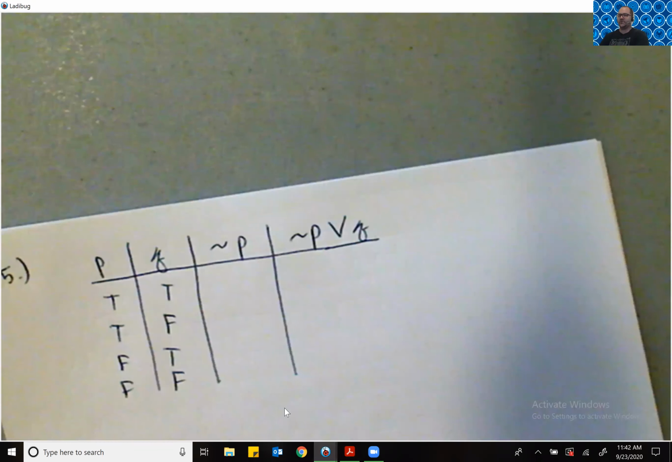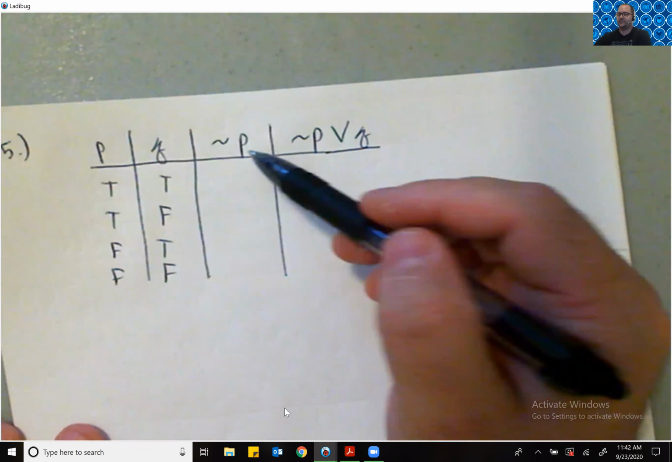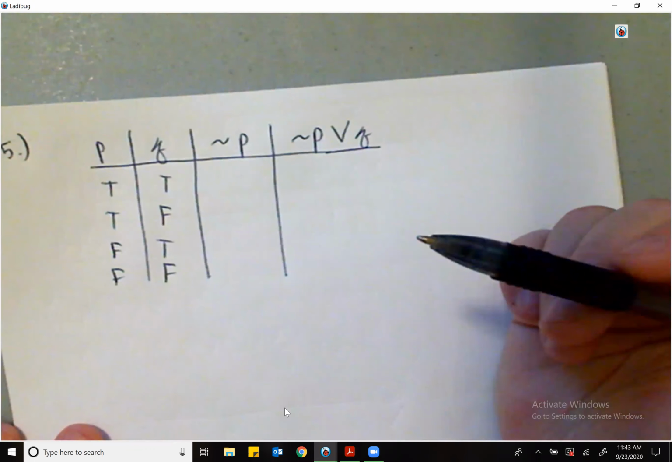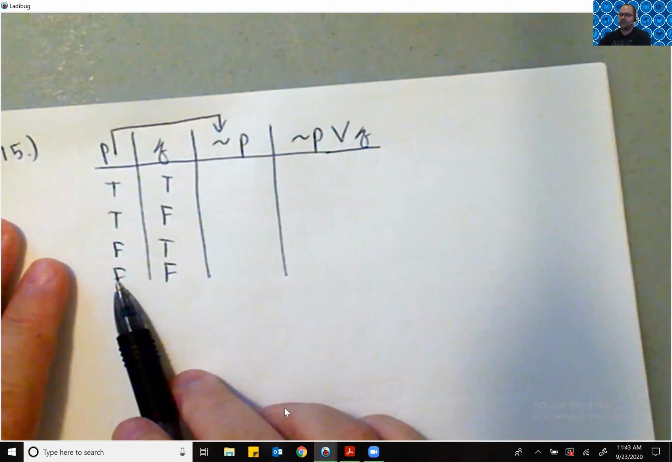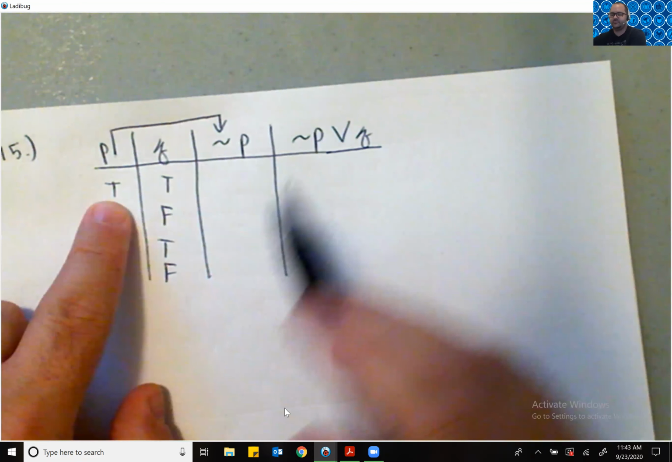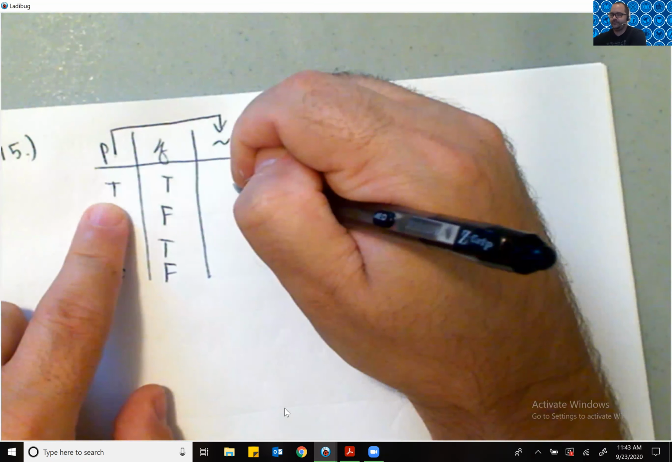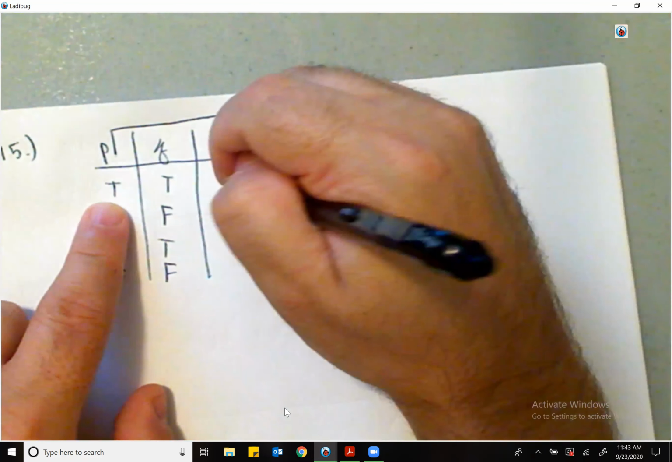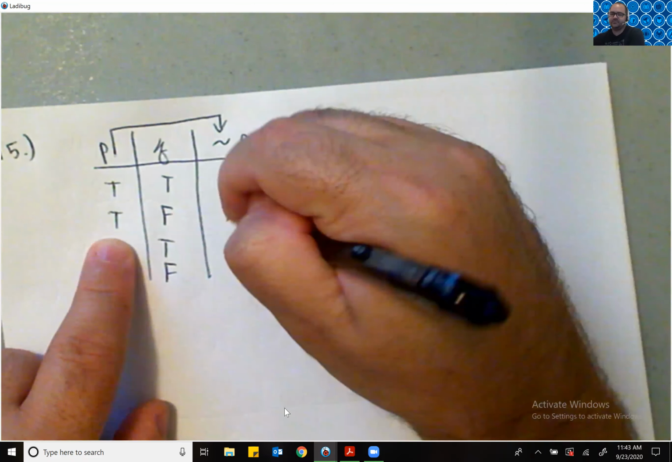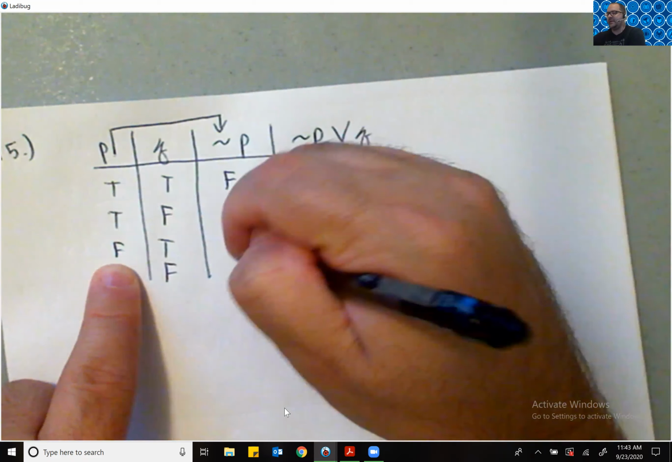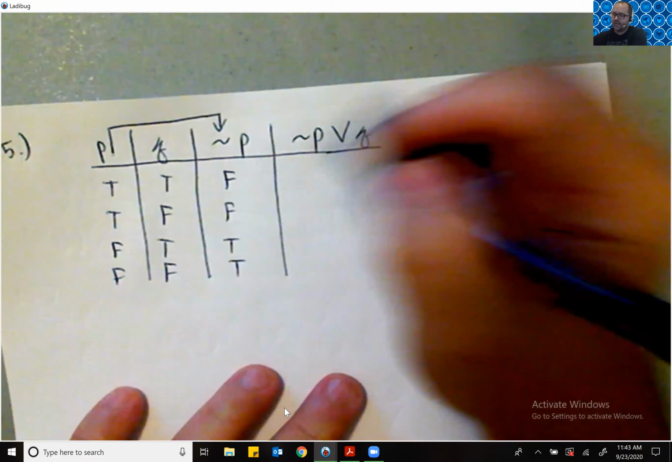All right. So what does a negation do? It makes something the opposite value. So we're going to use the P column here to help us answer the negation. True becomes false. True becomes false. False becomes true. False becomes true. Okay. So now you know all the answers for the negate P column.